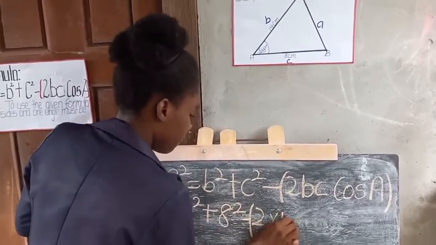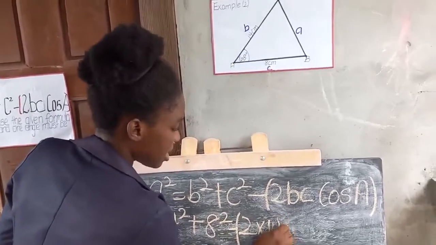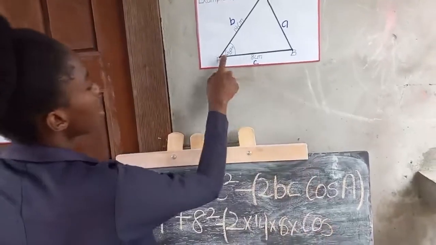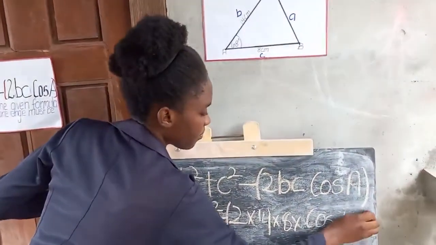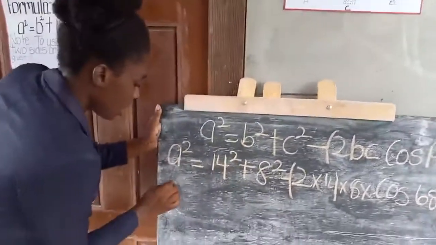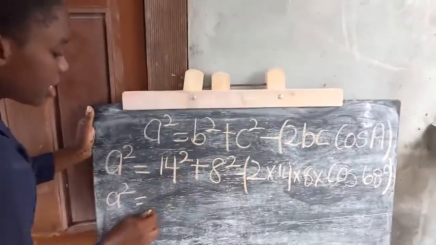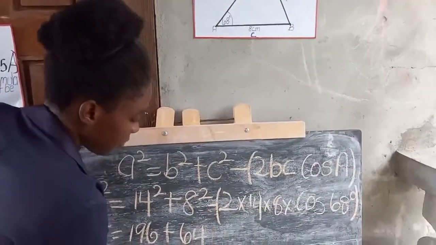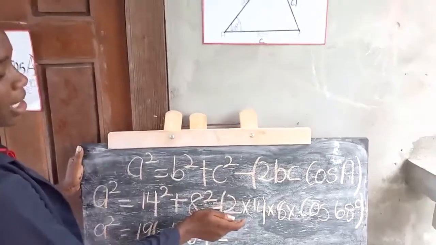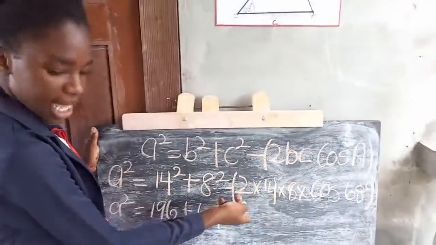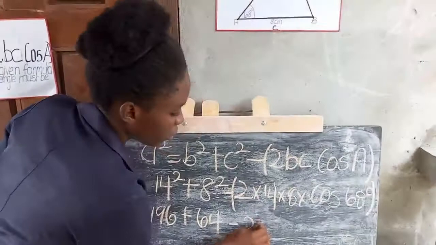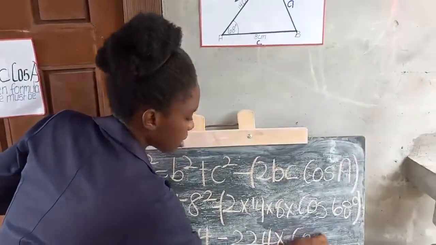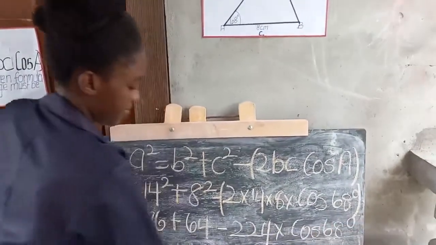Okay. A squared is going to equal b, 14 squared, plus c, 8 squared, minus 2 times 14 times 8, and we have to multiply this by cos 68 degrees. Close bracket. So a squared is going to equal 14 squared, which is 196, plus 8 squared, which is 64, minus, when we multiply 2 by 14 by 8, we're going to get 224, and we have to multiply it by cos 68 degrees.